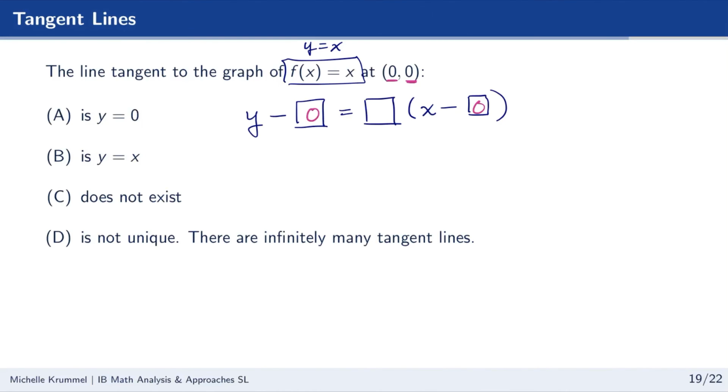What is the slope of our tangent line? The slope of our tangent line is the slope of the curve at this point. And our curve is linear. f of x equals x, that's a linear equation. You should be able to look at that equation and tell me what the slope is, because it's the same at every single point on the graph. The slope is 1. So our tangent line equation is y equals 1 times x, or just y equals x.